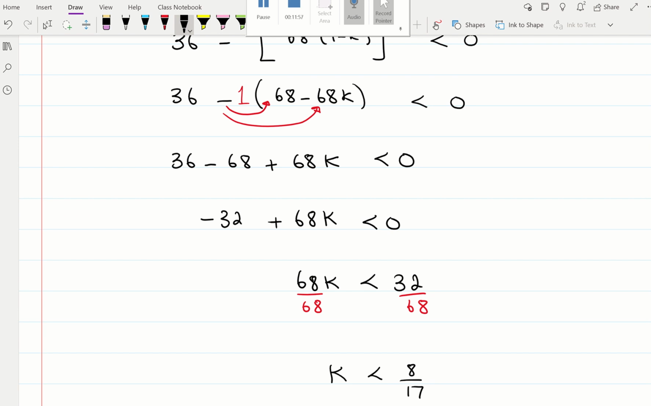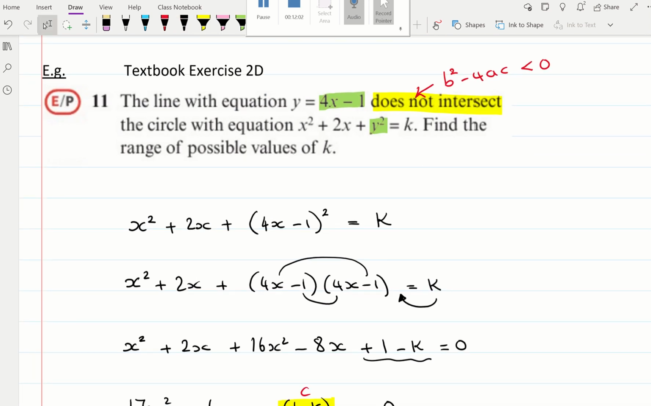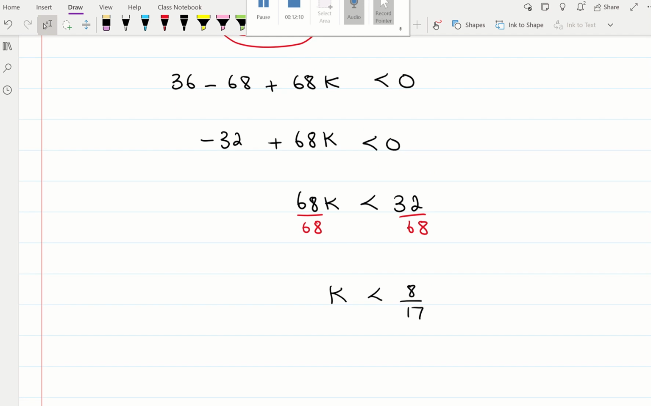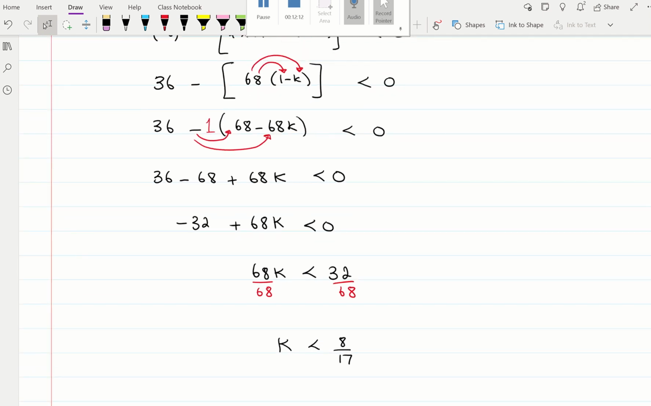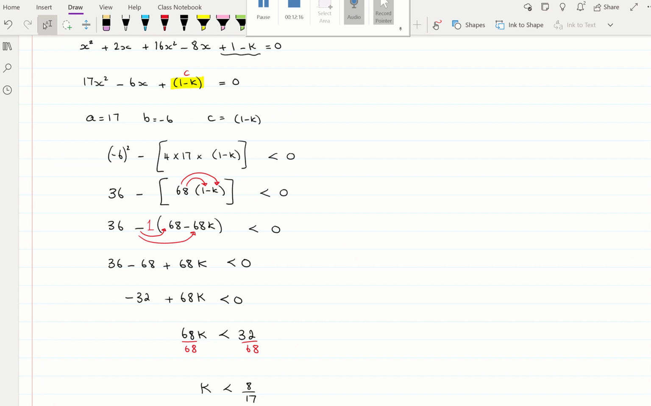So the range of values that k could be, so that this line does not intersect with the circle, is any value of k where k is smaller than 8/17. So these are all the examples for section 2.3.